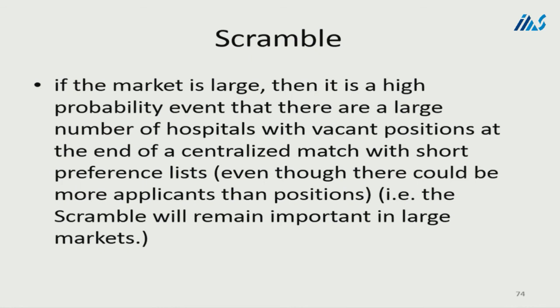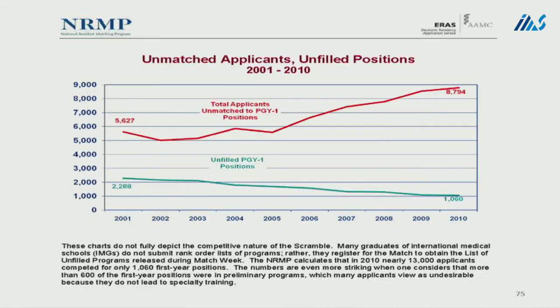So there's going to have to be a scramble. There's going to have to be a way of filling those jobs afterward. So here's a recent graph of unfilled positions and unmatched applicants. There are a lot more applicants than there are jobs in the United States, mostly from overseas. The American doctors all get matched, basically. But there's plenty of unmatched applicants, but at the same time, there's 1,000 unmatched positions. So you have to do something after the market. There's a market design problem that you have to deal with here.